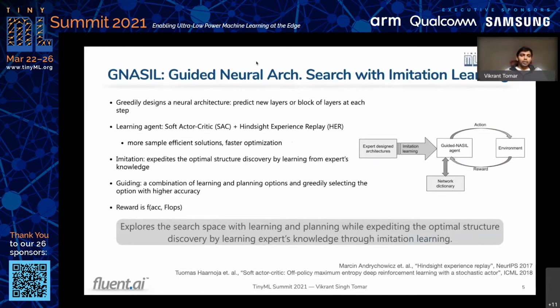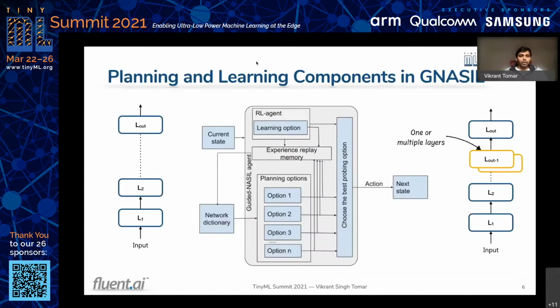So with that in mind, let's jump a little bit deeper into this. Let's say here on the left-hand side is what my input state is. In this case, you have a network that has a certain number of layers, let's say L1 and L2 defined, and you want to grow this network to provide better accuracy. We always have an L out layer because we want to evaluate the intermediary architectures as well. So we feed the current state into the entire guided GNASIL agent.